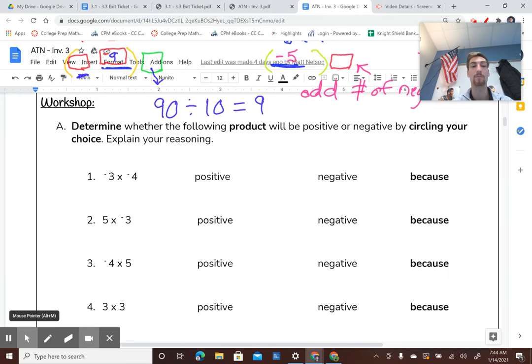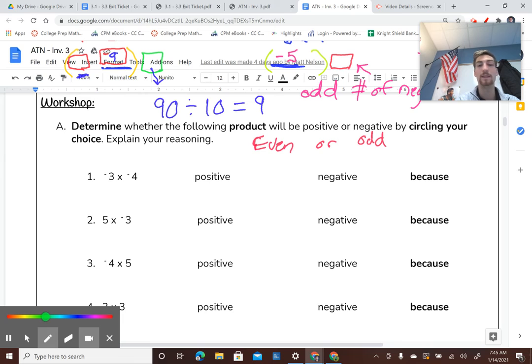Here we have a workshop in part A, and here you're just going to determine if the following product will be positive or negative by circling your choice. So you don't even have to find the answer here. You just have to say if it's going to be a positive or negative answer. So let's do the first problem. Do we have an even or odd number of negatives?